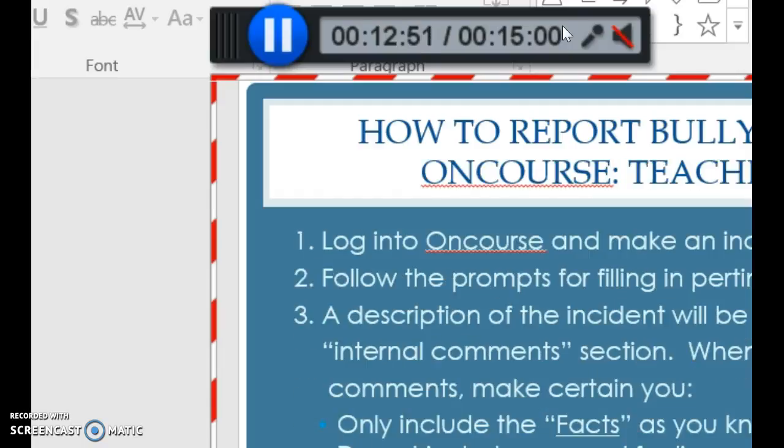You're going to log into OnCourse and just make an incident report like I showed you earlier, and it'll follow the prompts and take you all the way through. It's really easy to report, and it doesn't take a whole lot of time. I know you guys are so swamped anyway, but if we don't have it on file and it's been happening, then we can't do anything about it. So we definitely need y'all's help in that for sure.